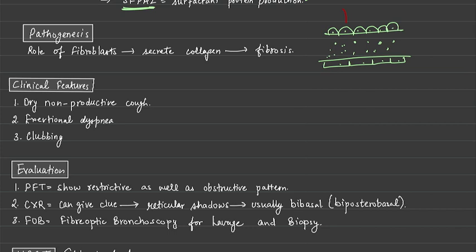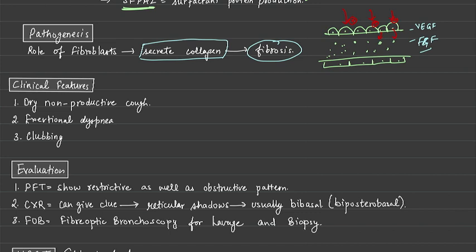Suppose the insult comes from outside, for example, pollution or occupational exposure, right? So there is activation of fibroblasts. What are the mediators involved? The mediators involved are vascular endothelial growth factor. There are a few other growth factors also, like fibroblast growth factor, right? They are involved in activation of fibroblasts. They will secrete collagen, and collagen will cause fibrosis, right?